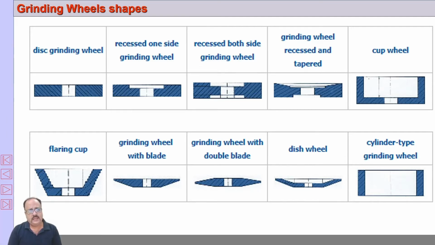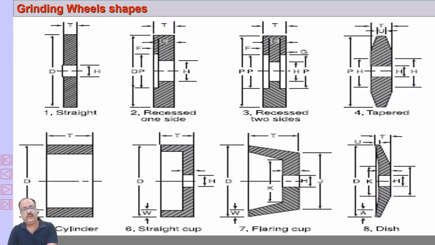Sometimes the edges are tapered to match the included angle of a thread. So for thread grinding, wheels are also there. For gears, grinding is also there. Involute profiles are also available. You can customize the shape of the grinding wheel for a particular application also. So for various applications we use various shapes of the wheel. You can see tapered, disc type, recessed two side, straight, cylindrical, straight cup, flaring cup. So various shapes have various applications. I am not going into the details of that.